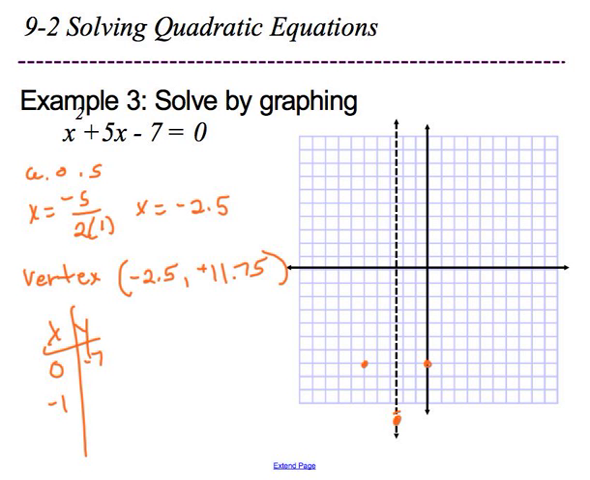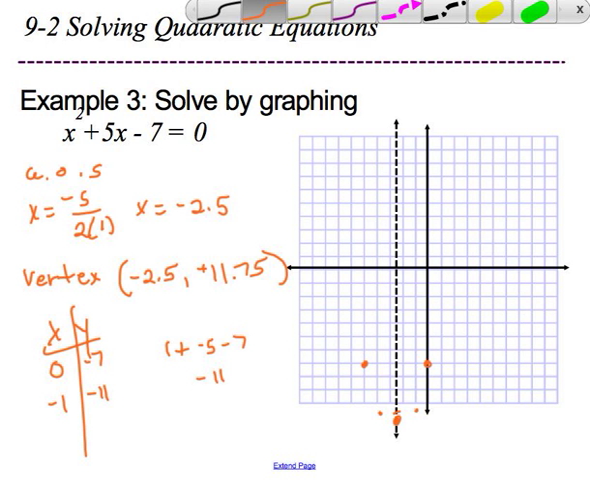Okay, and then -1. Plug in -1. -1 squared is 1, plus 5 times -1 is -5, minus 7. So this is -4 and 7, -11. Interesting. So that would be -1, -11. Right across the way, over there, it's at -11. And then we can draw in our fancy parabola.